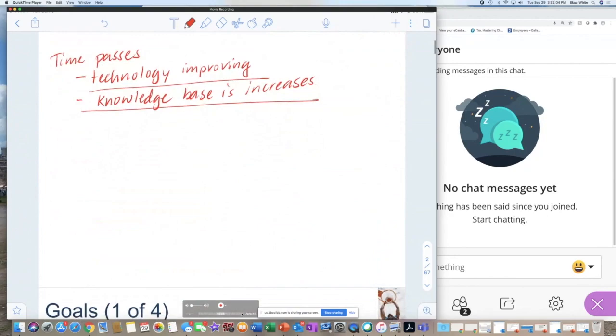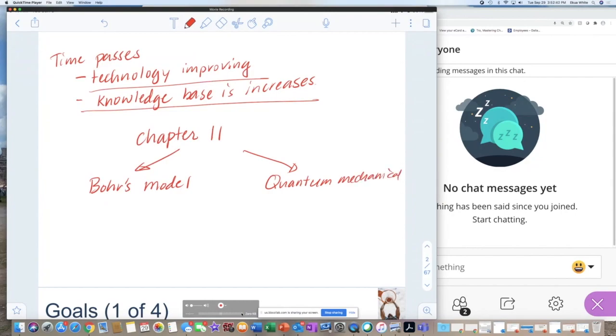So in this chapter, let me give you the summary before we get into it. This is like trying to introduce the chapter before it comes in. In chapter 11, we look at the two more recent models, and probably you recognize this. We have the Bohr's model. So this is a scientist called Bohr. And then we have the quantum mechanical model that is not named after one scientist because a bunch of them got together and each one kind of gave their piece of mind, the work they were doing, to come up with a quantum mechanical model.